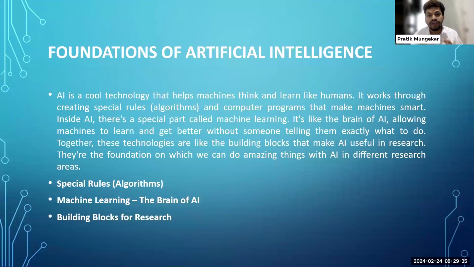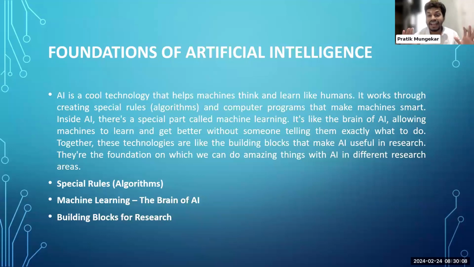Inside AI, there is a special part called machine learning. It's like the brain of artificial intelligence, allowing machines to learn and get better without someone telling them exactly what to do. So together, these technologies are like the building blocks that make AI useful in research. They are the foundation on which we can do amazing things with AI in different research areas or in different domains. Okay, let's break down the basics of artificial intelligence.